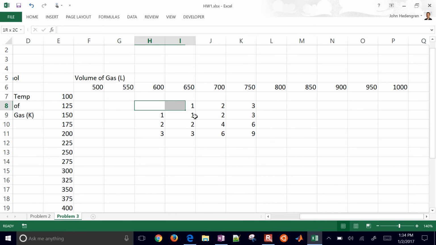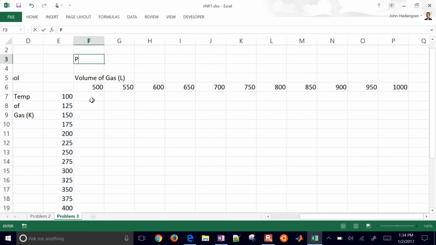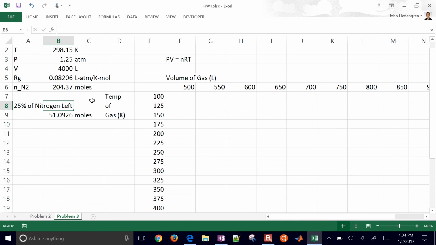So we're going to do kind of the same thing, but with the ideal gas law, and we want to calculate the pressure now. We know that the ideal gas law is PV equals nRT, and we want to be able to calculate P. We know n, and we already calculated that right here.